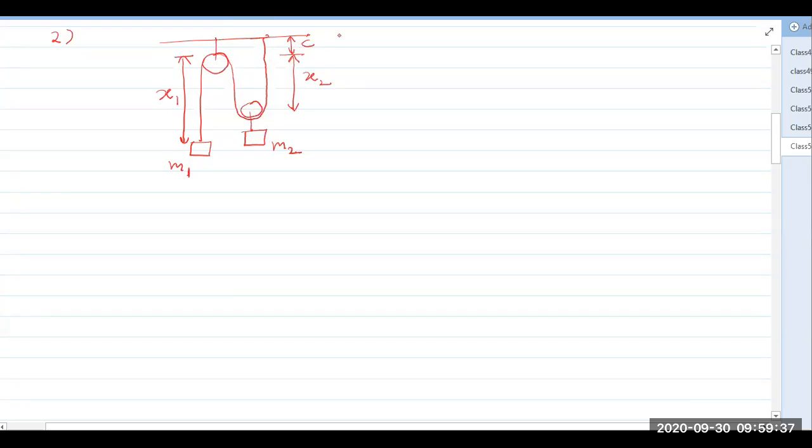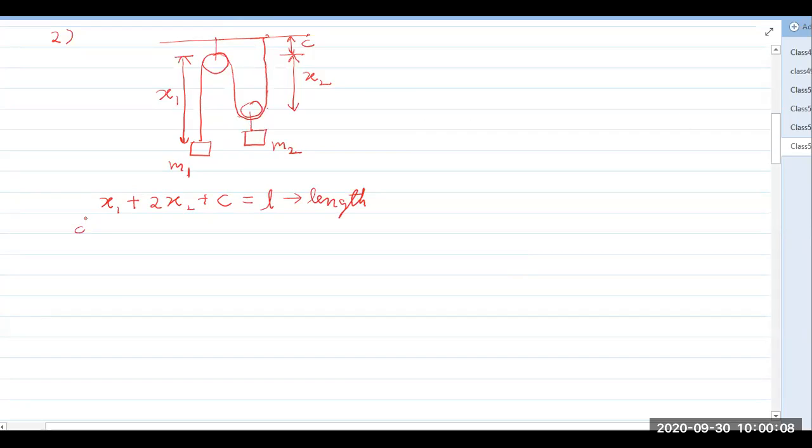So what we can write is, the total length: x1 plus x2 plus x2, twice x2, x2 this side and x2 this side, so 2x2 plus constant c, that is going to be equal to the length. Okay, so x1 this side, then x2 twice, then c. So this is the total length of the string.